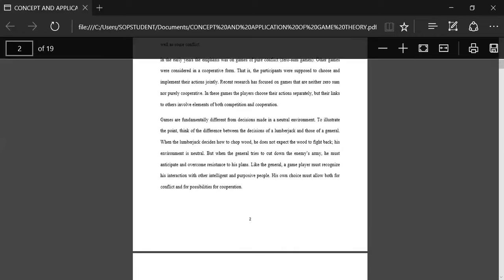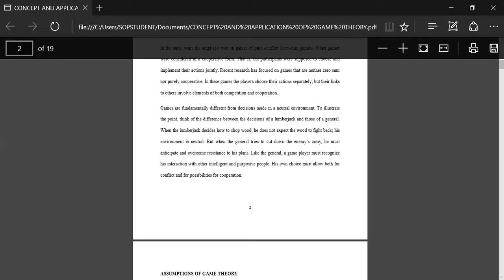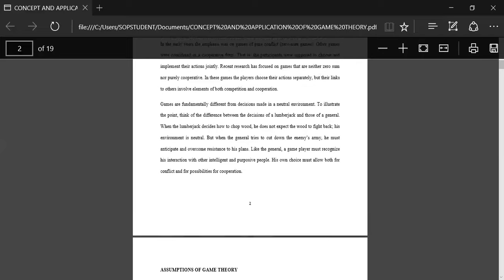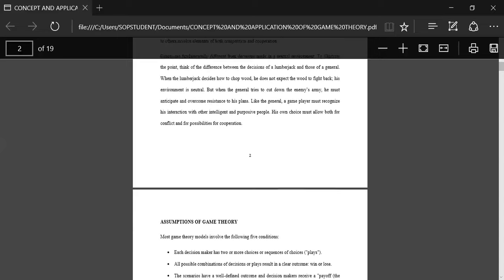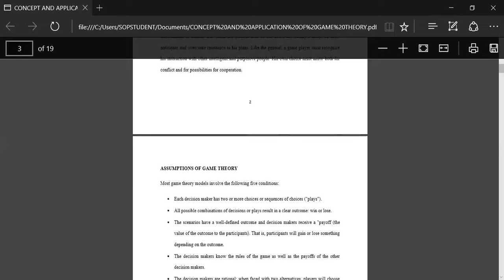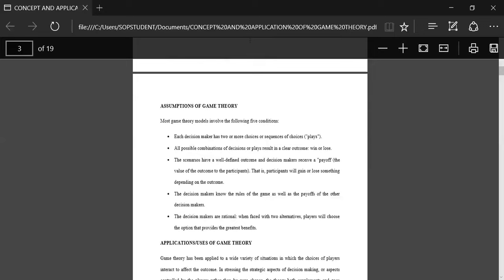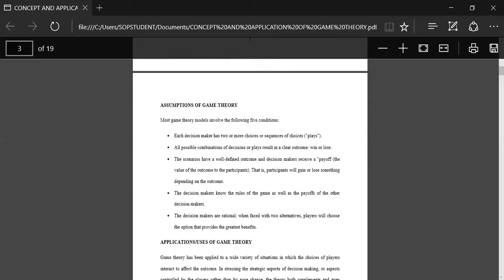We have cooperative games. The players coordinate for mutual benefits. And lastly, we have the non-cooperative game. Each player pursues their interest individually.